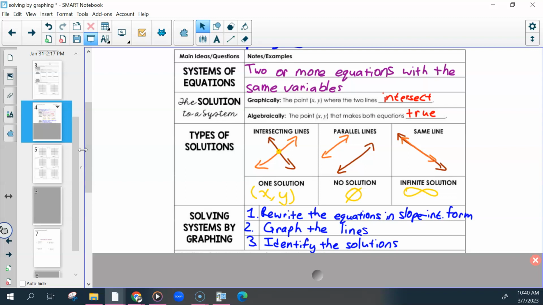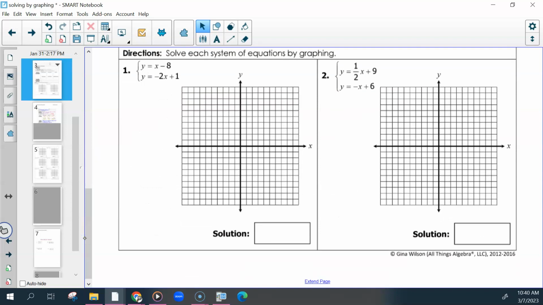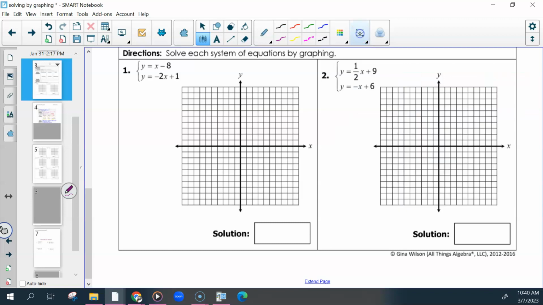We have time to do one. So let's do number one. Where would we start graphing this at? The first one. We could say it out loud. Negative 8, so plot that.